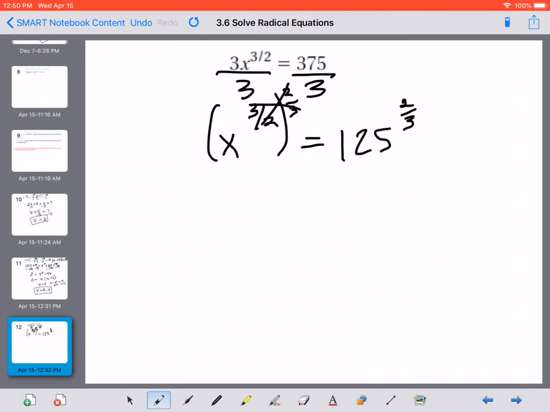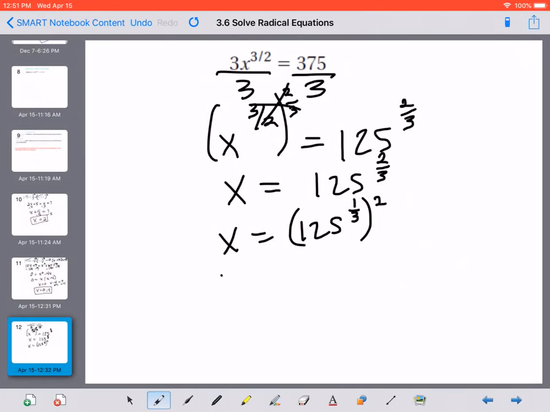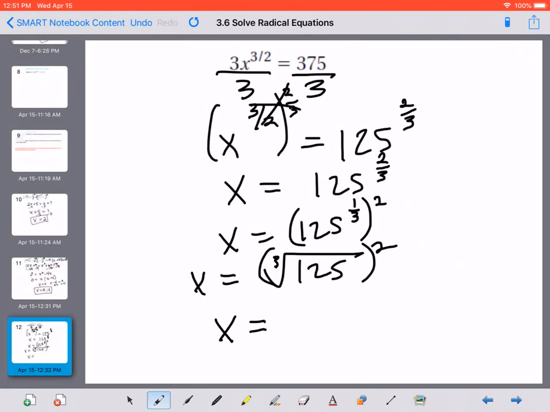So these would cancel each other. So you'd have x is equal to 125 to the 2/3 power. Remember that the denominator of your exponent is the root. So that would be the cube root of 125. You can separate it like this if you'd like to, which is the cube root of 125 squared. The cube root of 125, I believe, is 5. And squared, so you'd have x equals 25. And that is your solution.